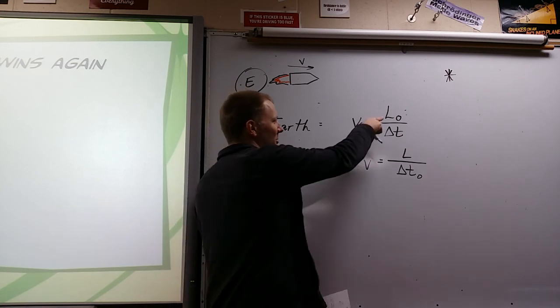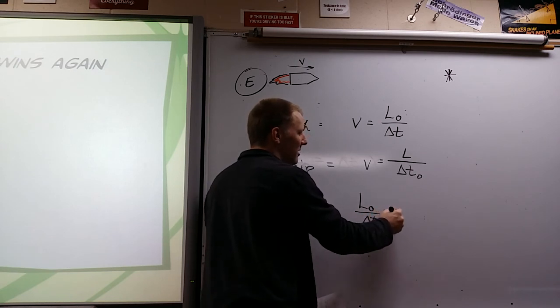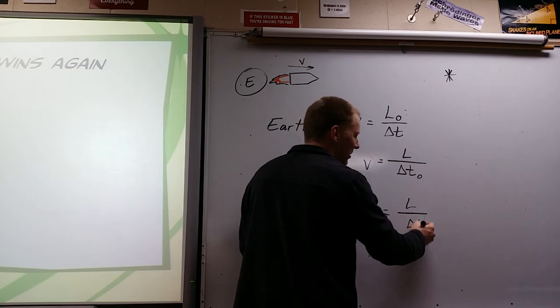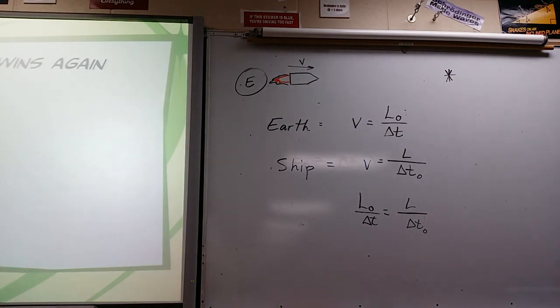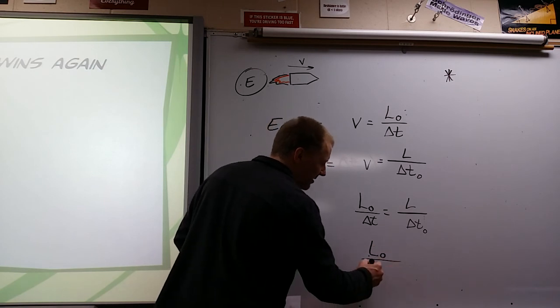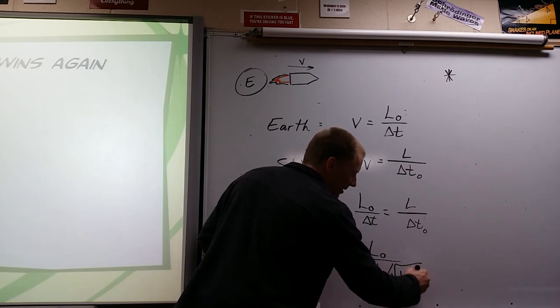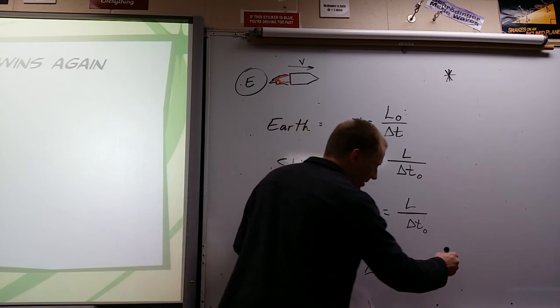So combining these two, we can say that this, the L naught over delta T, must be equal to the L, the length or the distance the ship would measure, divided by the time the ship would measure. Delta T, we already have an expression for it. And so I'm going to put in our first big equation in for that. So that would be delta T naught divided by that radical of 1 minus v squared over c squared. And that would still be equal then to the other side, L over delta T naught.